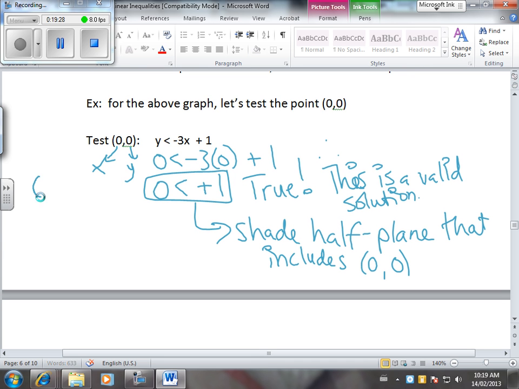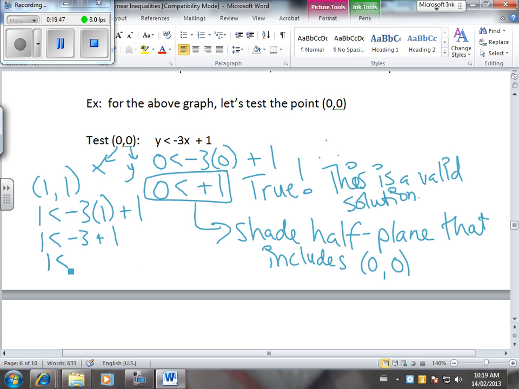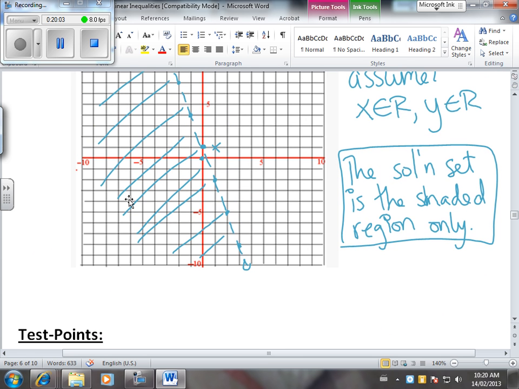Okay, so just do it over here. If we test 1, 1, we have 1 is less than -3 times 1 plus 1. So 1 is less than -3, plus 1. So then 1 is less than -2. And that is not true. This is false. So if it's false, we have to shade the other half. So we cannot shade that point, and you'll see that that point here is not shaded.